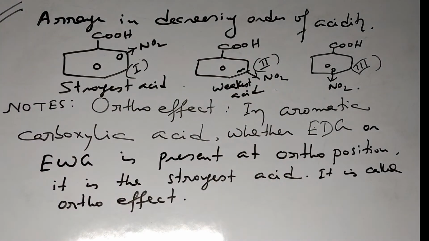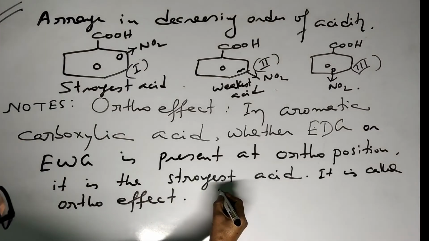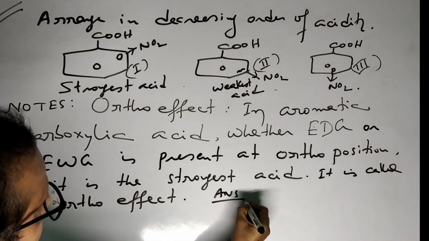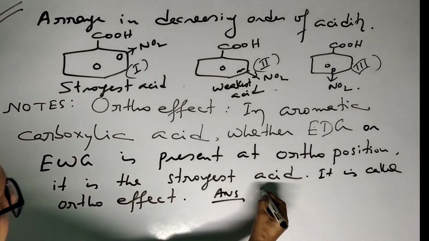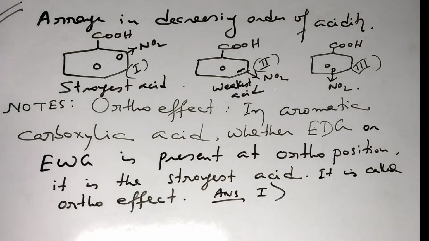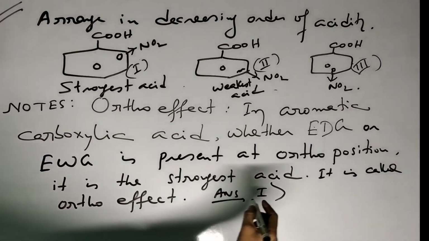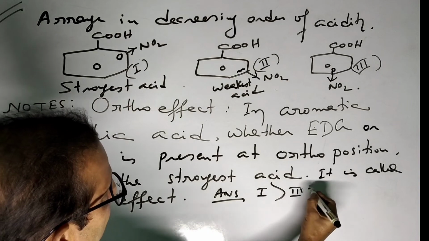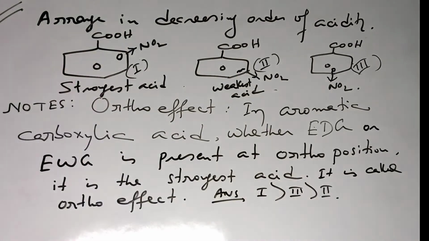Interesting question, isn't it? Very important. So the decreasing order of acidity is, thus the correct answer is 1, the strongest acid, greater than 3, greater than 2. Okay? Now I think you understand it. Next question.